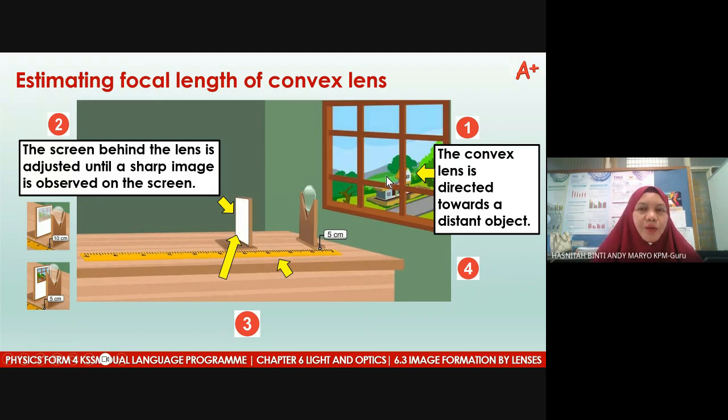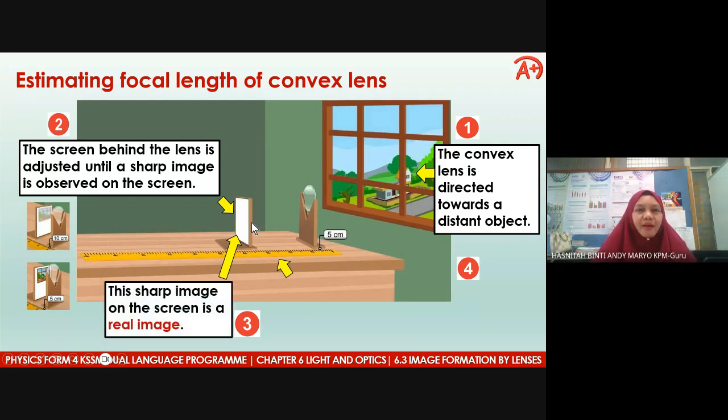Let's say we took this house as our object. So we directed our lens to this house, and adjusted the position of the white screen until you can see a sharp image of the house formed on the white screen. Once we found that, we call the image formed on the screen a real image. Later you will find there is a real image and there is a virtual image. A real image is an image which can be cast or formed on a screen.